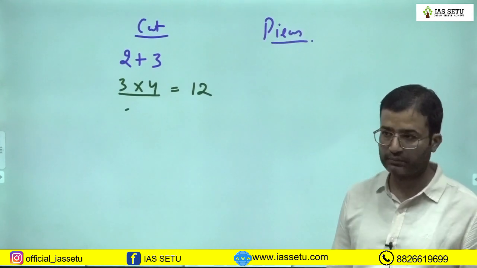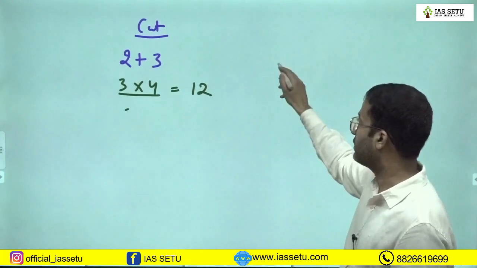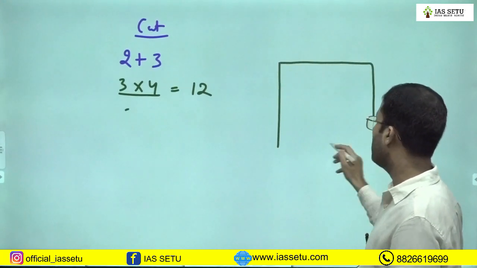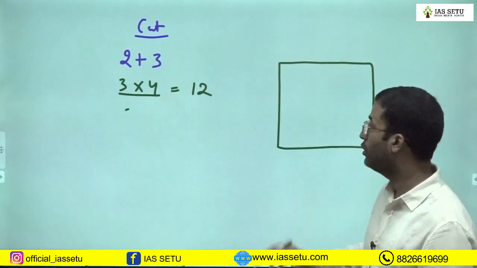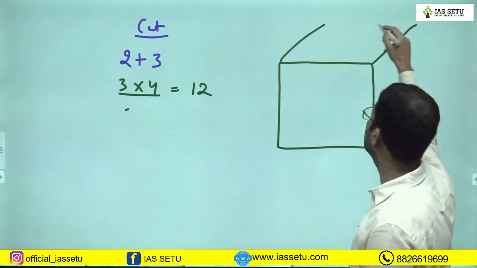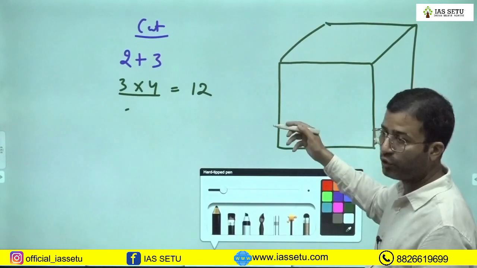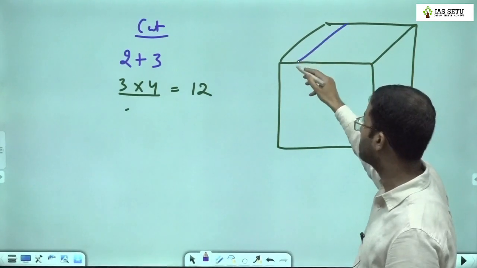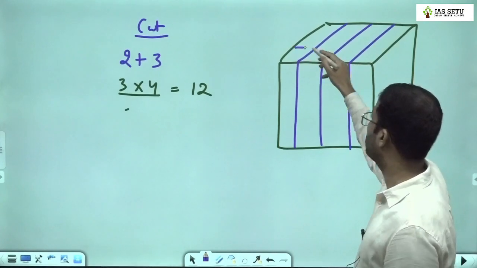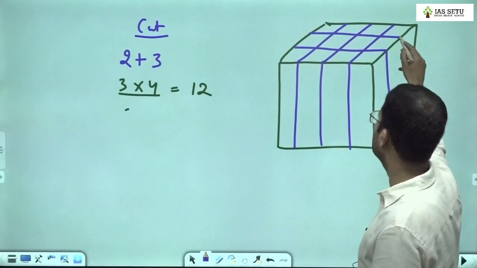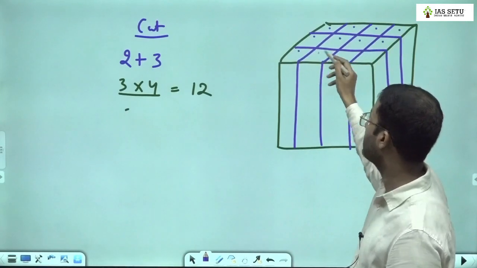This is best. If any one of you is not comfortable with this, then method 2 is you have to draw the diagram and waste 1 minute. 1 extra minute will be needed. You will make this diagram, then draw this 3 cuts on this axis, 1, 2, 3, and 2 cuts on this axis, 1, 2. Then you see how many pieces: 1, 2, 3, 4, 5, 6, 7, 8, 9, 10, 11, 12.